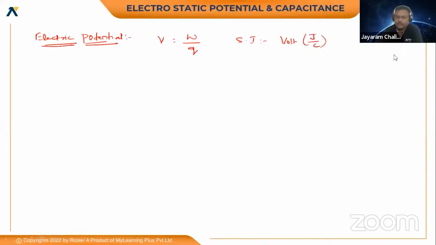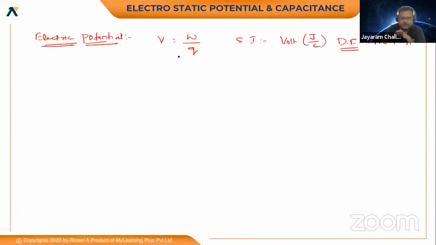From this, you can write the dimensional formula for the potential. The dimensional formula will be M L² T⁻³ A⁻¹.